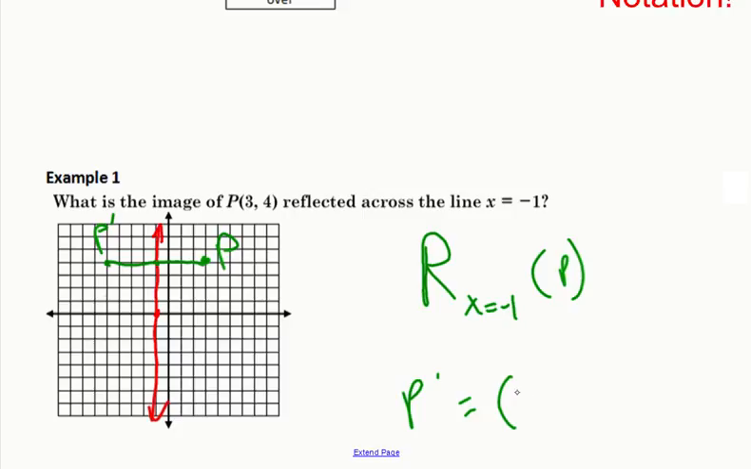So P prime is going to be the point (-3, 4). So you might eventually see a pattern: if you're reflecting across a vertical line, it's just the x value that's going to change. It's going to be the opposite sign. If you're reflecting over a horizontal line, it's the y value that's going to do the opposite sign. But you'll just see that as we go on. It's really easy to visualize it when you draw out the graph.